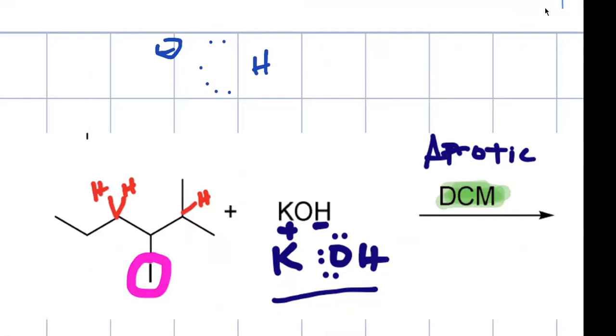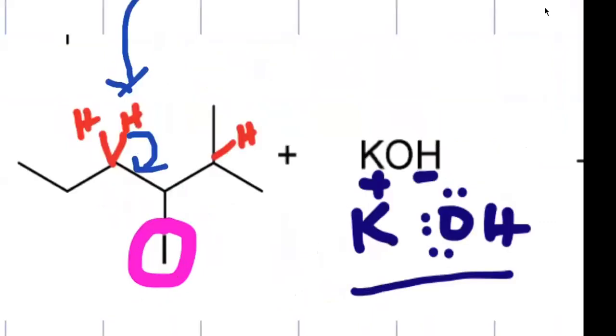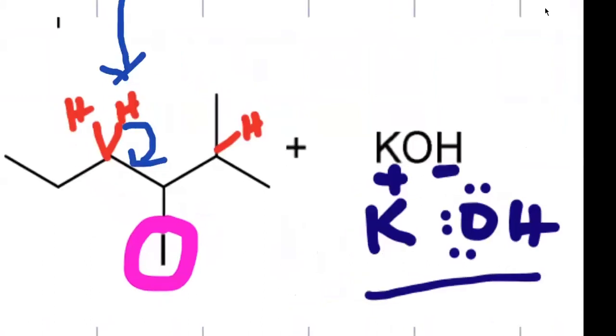And I gave you the rate law for it already. It's the substrate concentration times the base concentration times the rate constant, right? So this is an example right here of the E2. So here now my base is coming in. It's going to grab this proton. The electrons from that bond are going to be put here to make a pi bond. So you got a pi bond forming right here.